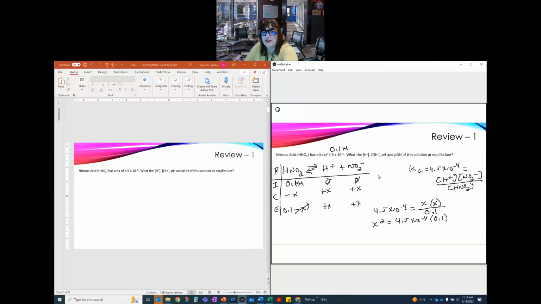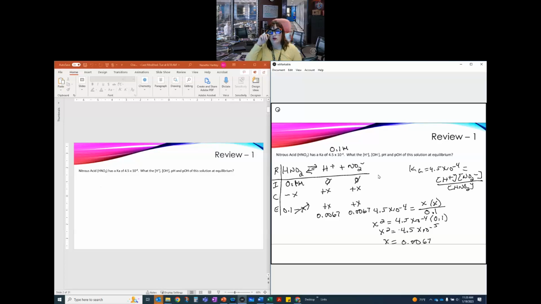And of course, finding my calculator, I can do some happy math. 4.5 times 10 to the minus 4th times 0.1, my x squared is equal to 4.5 times 10 to the minus 5th, because that's what happens when you multiply those together. And that means my x is the square root of that, which has a value of 0.0067. Okay, so that's my concentration that I would put in here. That's what x is equal to.